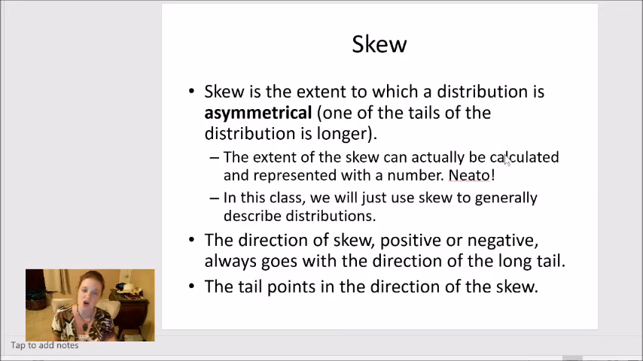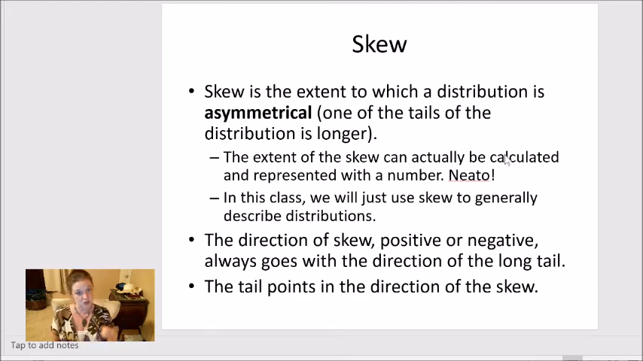basically says, start out with something that has one peak, one very common value, and make it asymmetrical, but only on one side. And this is another very common way for people's scores to be distributed. You can actually calculate the extent to which a distribution is asymmetrical, the extent to which it is skewed. We're not going to do it that way. Rather, we're going to talk about skew just as the general shape of distributions.